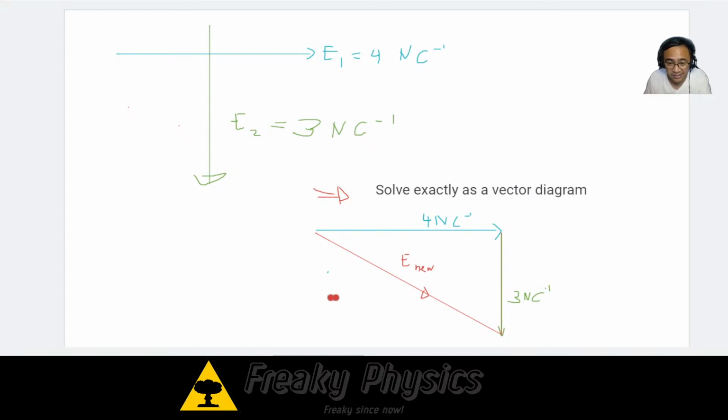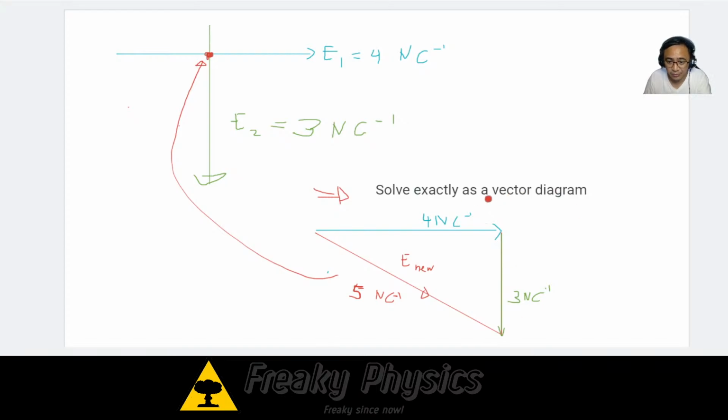And how do we get this now? The magnitude of this would be 5 newtons per coulomb, just because it's a 3, 4, 5 triangle. And then, of course, what if you want to know where the electric field is at the, what's it called? Where 4 and 3 meet, right here, at the right angle. It doesn't matter. It's always going to be the same answer here.